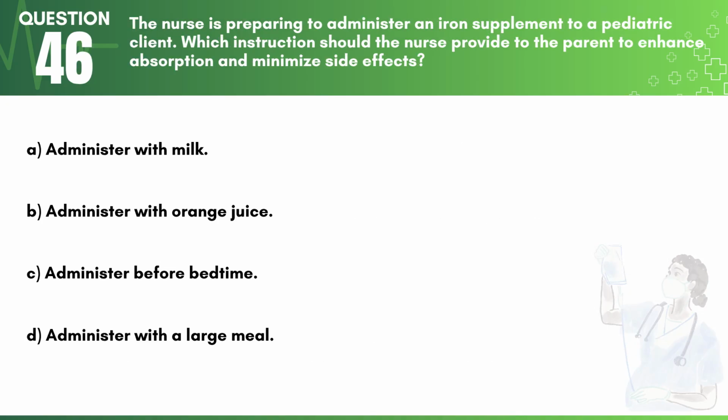Question 46. The nurse is preparing to administer an iron supplement to a pediatric client. Which instruction should the nurse provide to the parent to enhance absorption and minimize side effects? A. Administer with milk. B. Administer with orange juice. C. Administer before bedtime. D. Administer with a large meal.